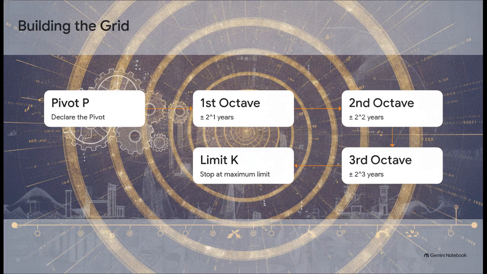So you create a geometric grid by mapping intervals of 2, 4, 8, 16, and so on. You start by declaring your pivot year, let's call that P. Then you step outward in both directions using powers of 2. Plus or minus 2 years, then 4 years, then 8, 16, 32, all the way up to a strict limit K. You must declare this maximum limit in advance, so you can't just keep extending the octave until you finally find a data point you like.